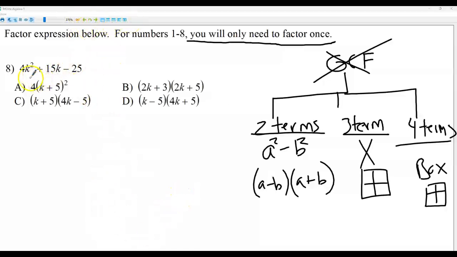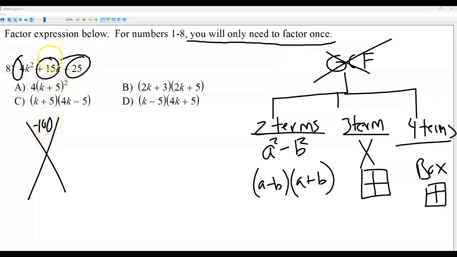Okay, so notice this time it has 3 terms, which means we're going to be doing the Xbox method. So, how do we do the Xbox method? Well, let's review. You take the first coefficient and you multiply it times the last number. 4 times negative 25 is negative 100. And you take the middle number and you put it on the bottom. Now we're looking for two numbers that multiply to make 100 but add up to make 15.